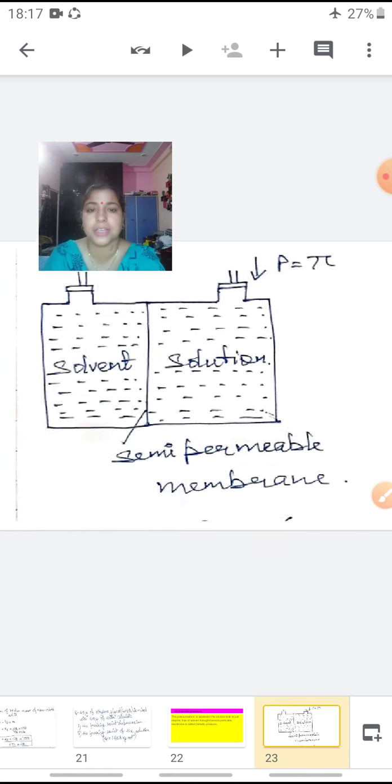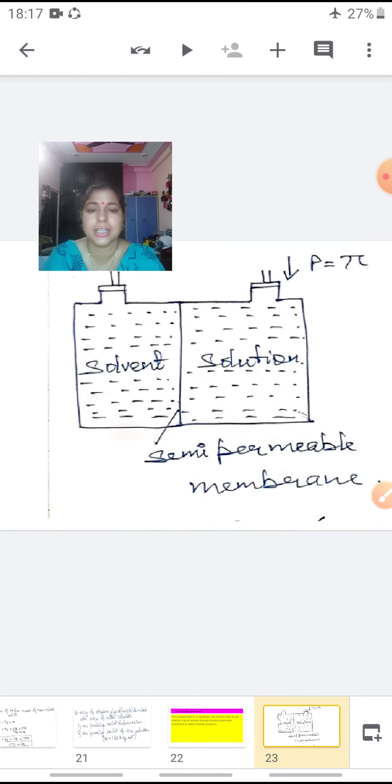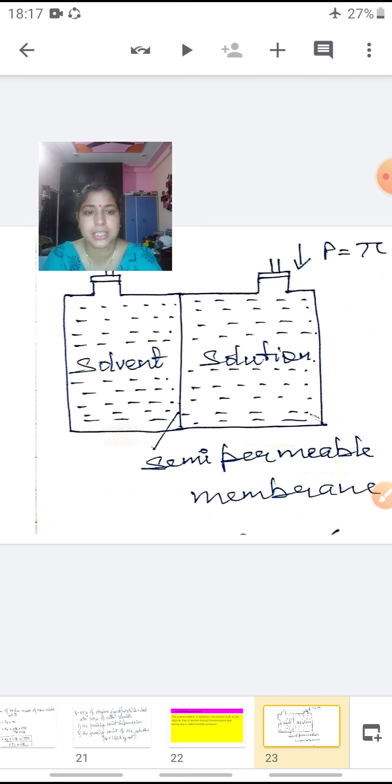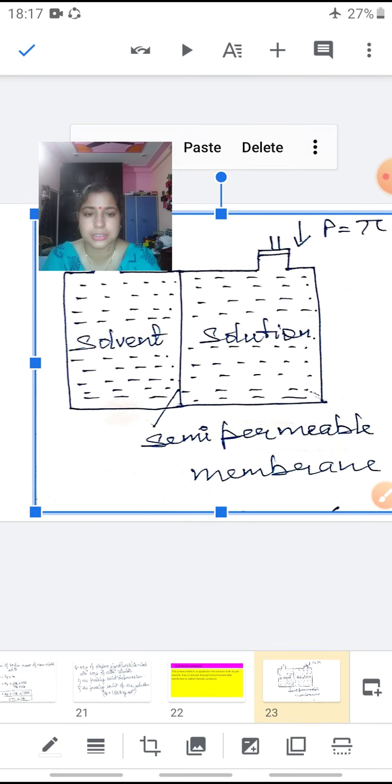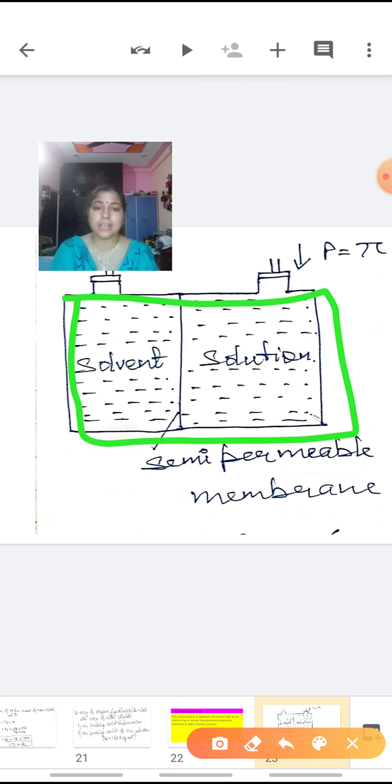Just see this figure. In this figure, we have a container. This big container has two sides separated by a semi-permeable membrane. This is the semi-permeable membrane. This side is the solvent, this side is the solution. Solution means solute plus solvent. Both are present here.